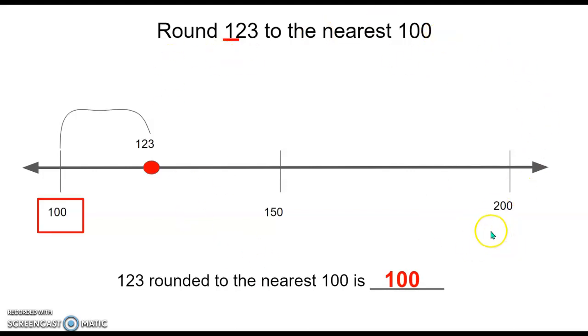Then make sure you complete your other two number lines, and you round your other number to the nearest 10 and to the nearest 100. Make sure you complete your Google form, and when you are completely finished, make sure you hit submit.